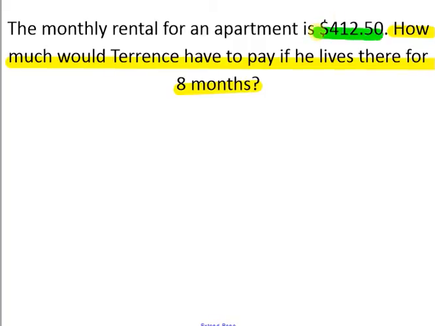So I see that the apartment costs $412.50 a month. See here it says monthly. And then I see 8 months. And repeated addition tells me that it's a multiplication problem. Because I could do 412.50 added to each other 8 times, or I could just do 412.50 times 8.